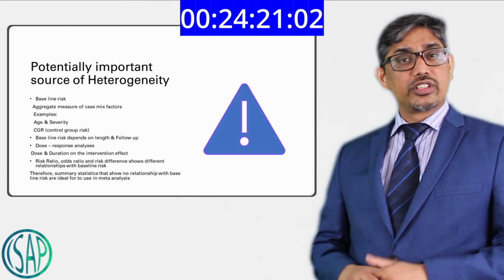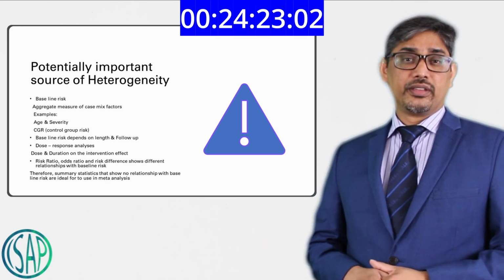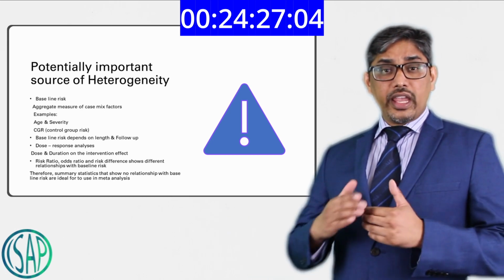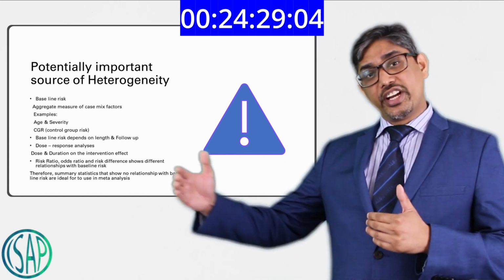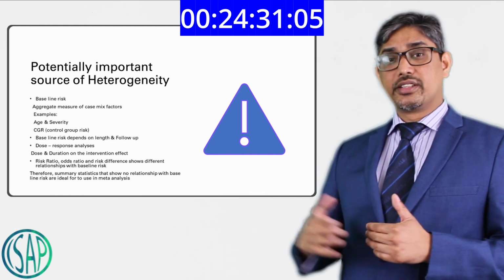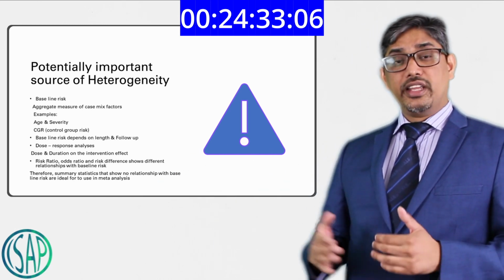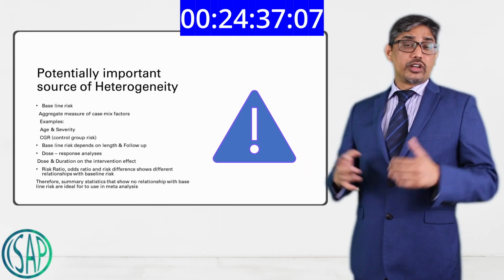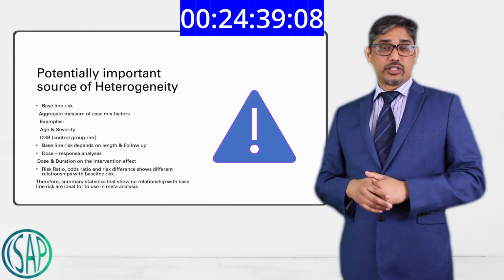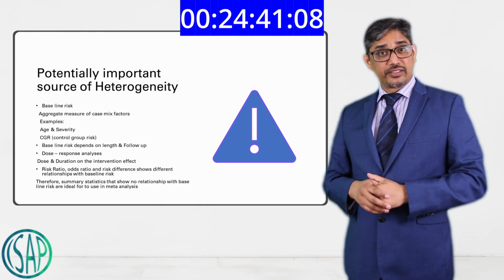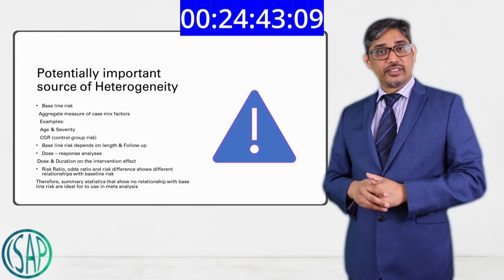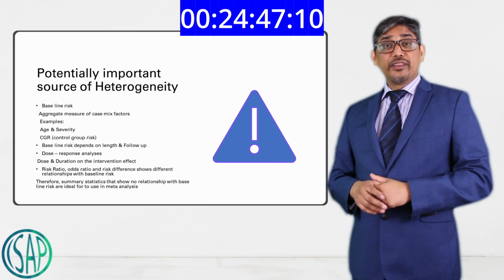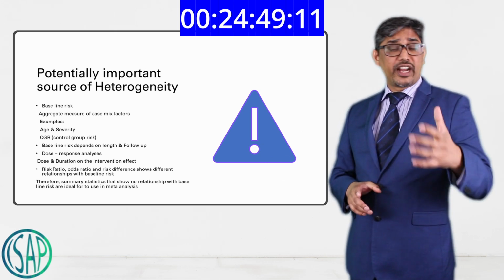One of the biggest sources of heterogeneity is baseline risk, for example, age and severity of the disease process. As the older generation is included in the analysis, the more the baseline risk. Similarly, the more severe the disease process, the more the baseline risk is. We also have something called control group risk, apart from baseline risk. What is control group risk? Control group risk is nothing but risk that is inherited because of a random disease process.